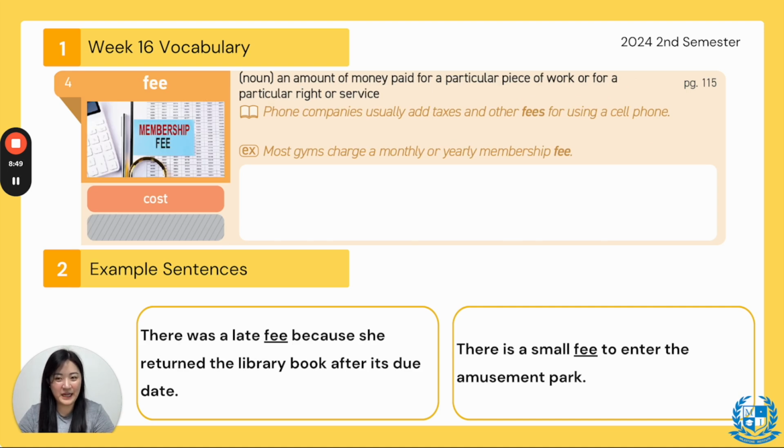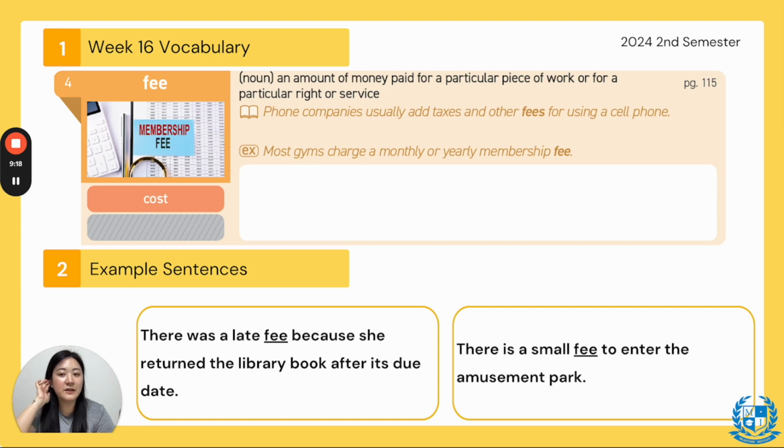And number 4, everyone say fee. Fee. The synonym is cost, and the part of speech is a noun. It means the amount of money paid for a particular piece of work or for a particular right or service. All that meaning, a fee means a bit of money that we pay for something like an act or a service, okay?